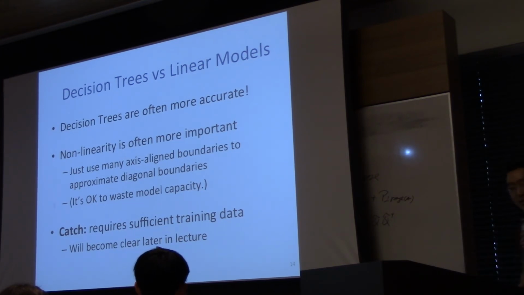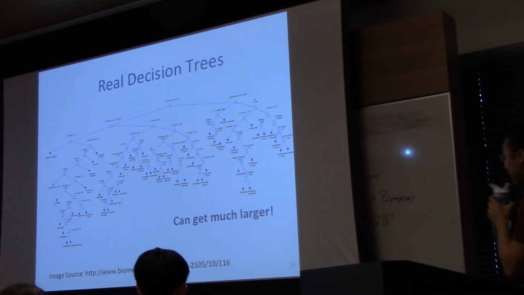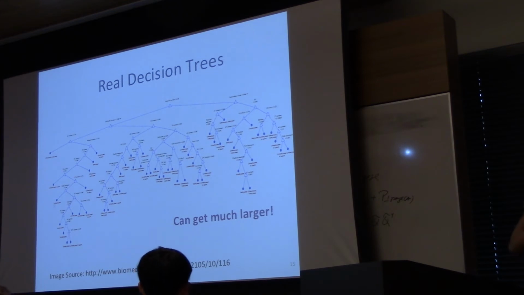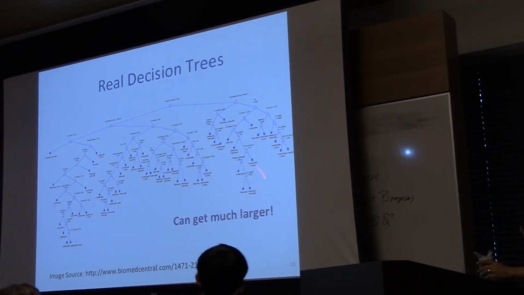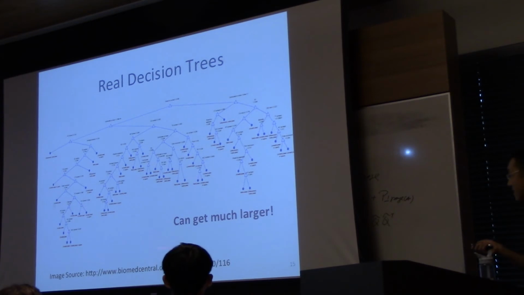Okay, so you've only seen toy decision trees so far. What do real decision trees look like? Here's a small example of a real decision tree. And if you're interested in what this is actually modeling, you can take a look at this link. Some biological classification that I don't understand.